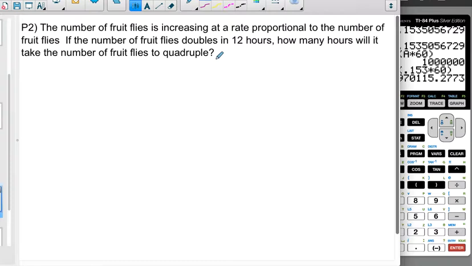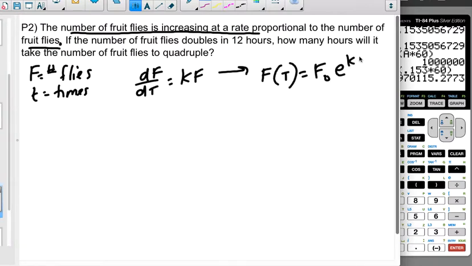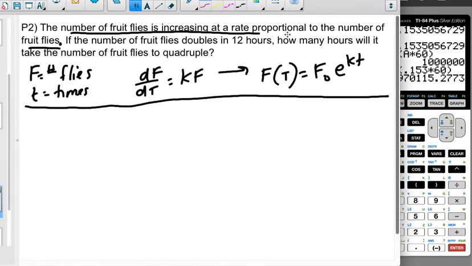The number of fruit flies is increasing at a rate proportional to the number of fruit flies, right? Sorry, there's a period there. So I'm going to call F the number of flies, right? I'm going to call T time, which we can see is in hours, right? Because there's 12 hours. So this first statement, the number of fruit flies is increasing at a rate proportional to the number of fruit flies, that's dF/dt equals kF. And it's not cheating to know that that means our equation is F(t) equals F naught e to the kt, right? So you want to be able to get this just from that first statement, right?